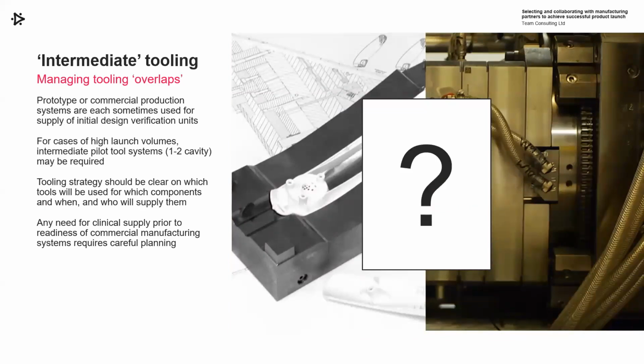There's quite often a tricky gap in the middle, certainly for high volume products, where you don't want to go from rapid tools to full production tooling, because that might be very high cavitation. So you may have pilot tooling in between, maybe 1-2 cavity, quite high spec hardened steel tools, perhaps to do a pilot DV. Just be clear in the tooling strategy on where those are coming from. That might be driven by the development partner, that might be driven by the CMO.